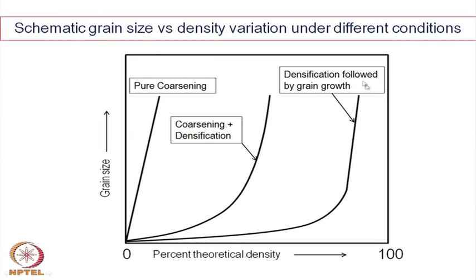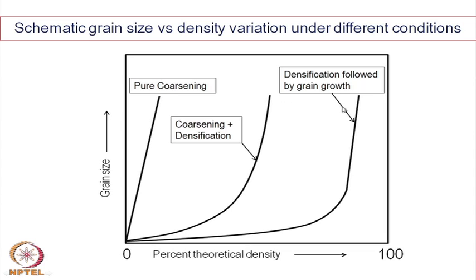This we have seen earlier, a typical thing in the context of abnormal grain growth. This is the situation where densification has extended almost towards theoretical density, more than 90%, and then there is a sudden rise in grain size. That is what we really call abnormal grain growth in some cases. But in general there is a tendency of grain growth, obviously this is coarsening plus densification.